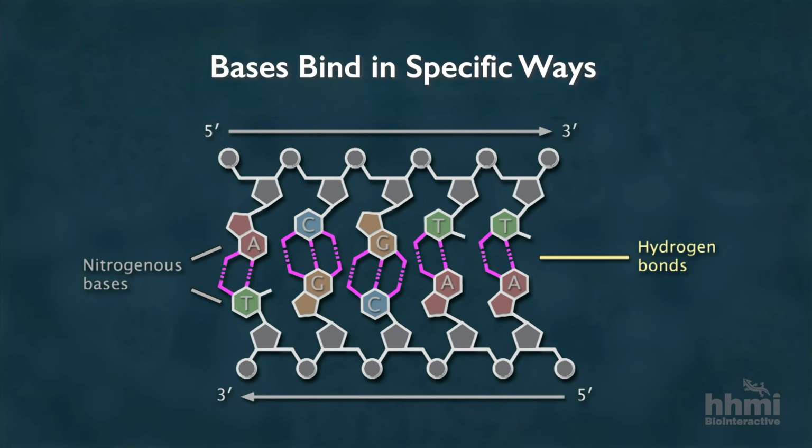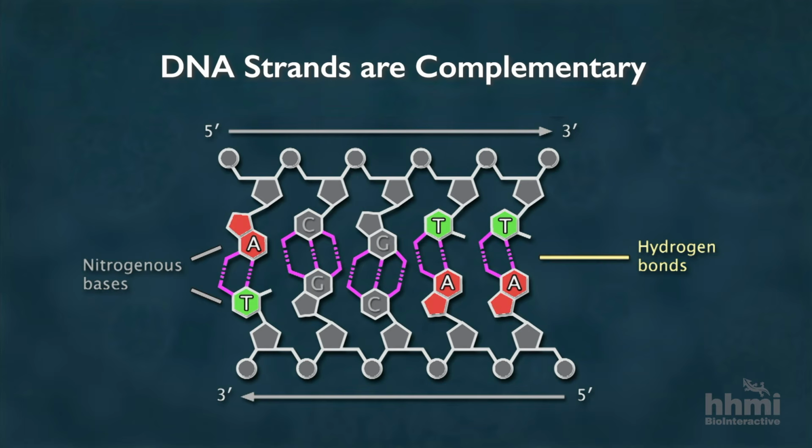The bases on one strand of DNA bind to bases on the other strand through chemical bonds called hydrogen bonds. The bases bind in specific ways. Cytosine binds with guanine, and adenine binds with thymine. Bases that bind to each other are called complementary, meaning matching.